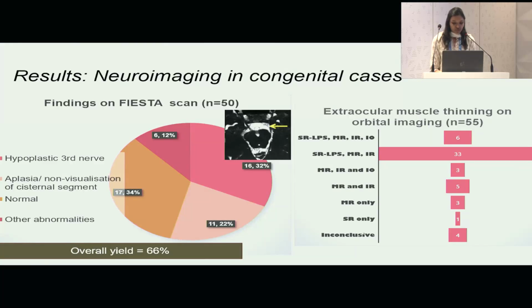A high-resolution FIESTA scan, that is a fast imaging employing steady-state acquisition of the oculomotor nerves, was available for a proportion of these cases, and we saw mostly a hypoplastic or an aplastic nerve in 54% of these cases, whereas some other abnormalities such as Faces syndrome or an associated corpus callosal agenesis or neurovascular conflict were reported in 12%. 12% of these cases did not yield any positive finding on the neuroimaging. The orbital imaging, however, showed variable affection of the muscles supplied by the third cranial nerve.